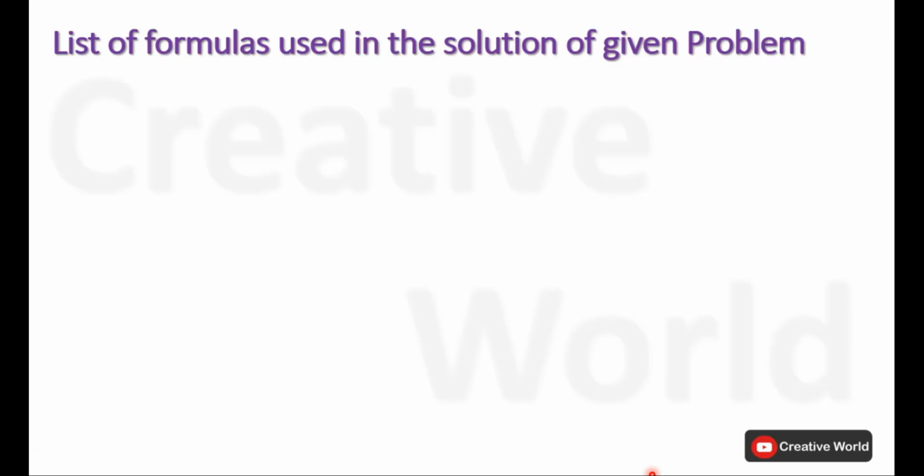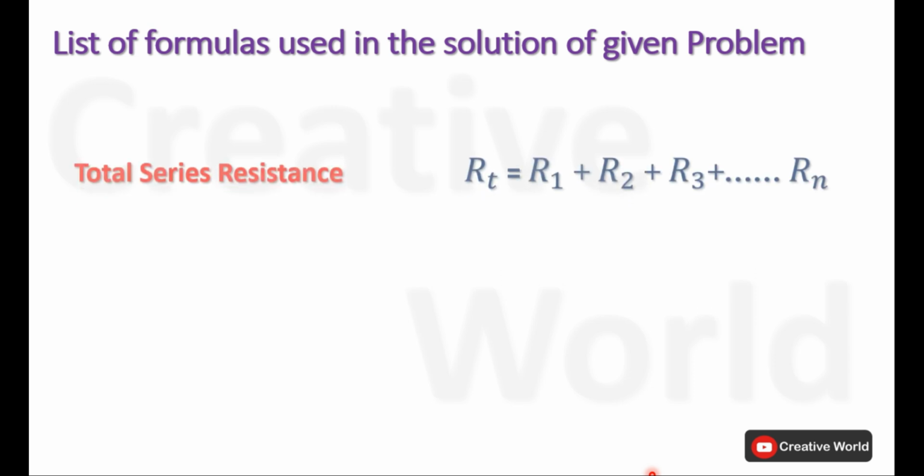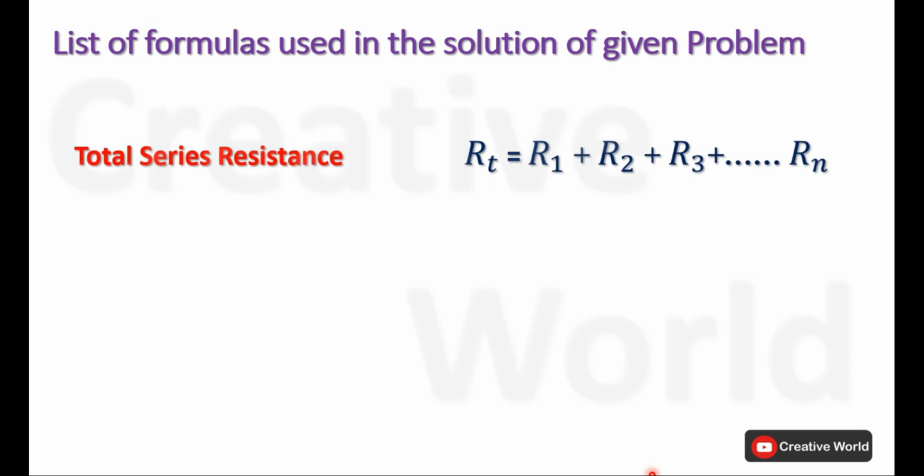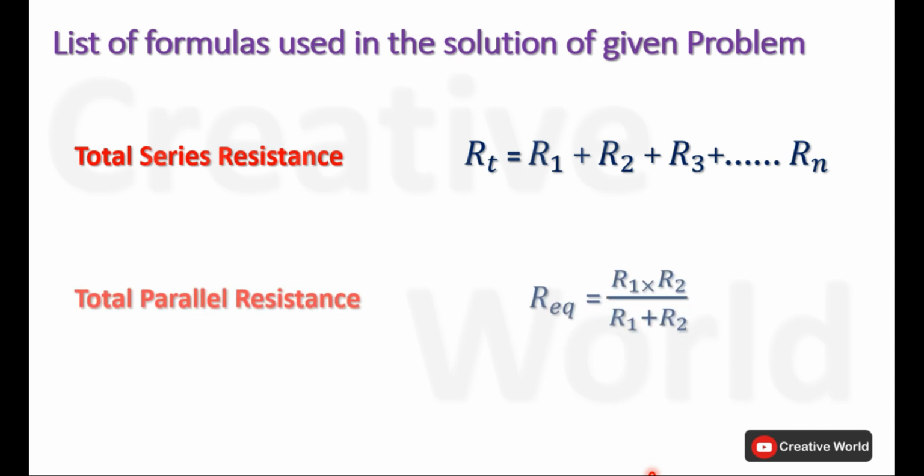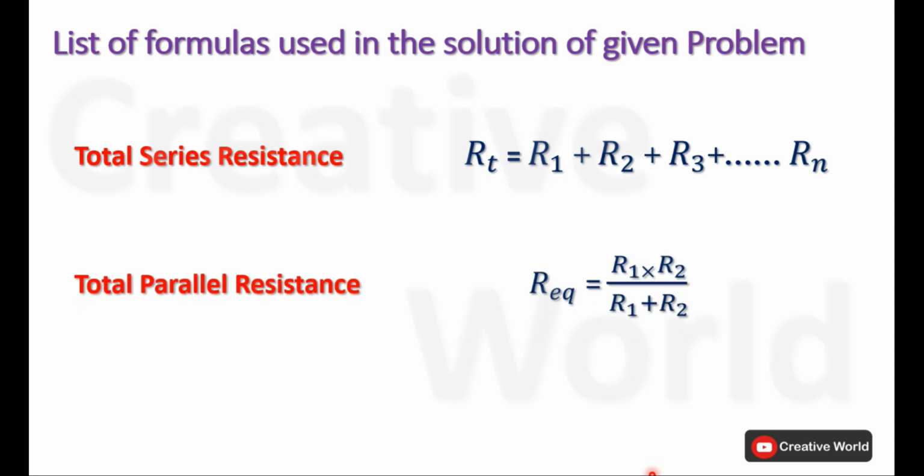While solving this problem, we will be using the total series resistance calculation formula. R equivalent of a series connection is calculated by taking the sum of all resistances connected in series. We also will be using the parallel equivalent resistance calculation formula of two parallel connected resistances. R equivalent of two parallel connected resistances is calculated by taking the product of both resistances divided by their sum.